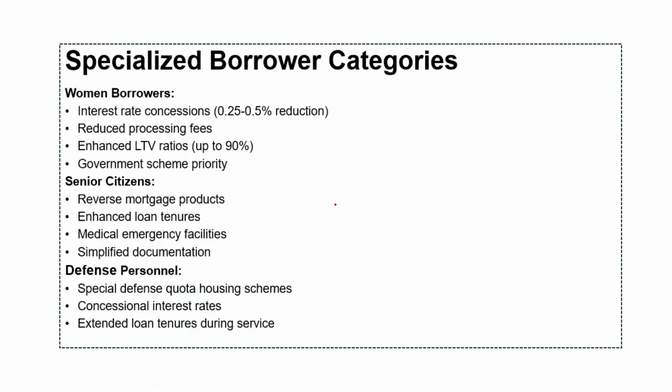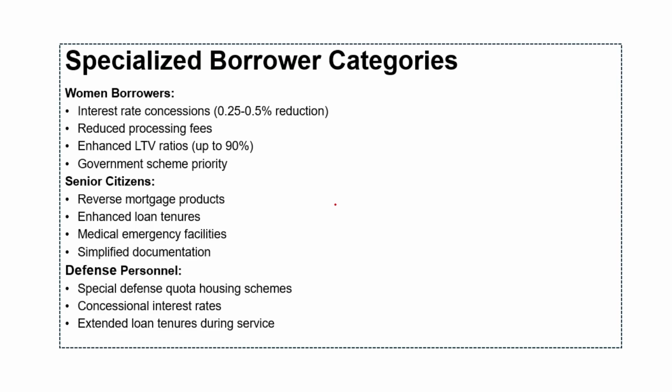So interest rate concessions of 0.25 to 0.5% reduction, specifically when the borrower is a woman. Reduced processing fees are there for them. It may seem that 0.25 to 0.5% interest rate reduction is very modest, but over a 20-year loan period, that translates to 50,000 to 1 lakh in interest saving on a 50 lakh loan, right? Enhanced LTV ratios up to 90% reduce the down payment requirement from 10 lakhs to 5 lakhs on a 50 lakh property, significantly improving accessibility.